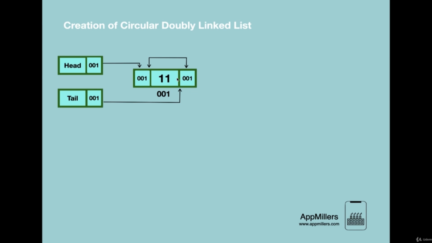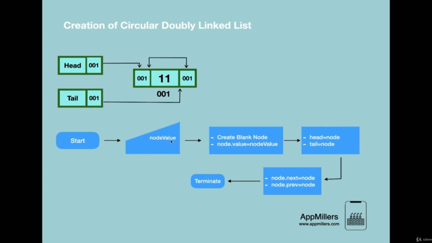Now let's see what the algorithm of creation of circular double linked list looks like. So the algorithm starts with taking a node value, then it creates a blank node and assigns this value, which comes from the parameter, to this node's value. Then the next step is we are creating a link between head and this node. So by setting head to this node, we are creating a link between head and this node. Then, as we know, this is the only node in our circular double linked list. So here, tail has reference to this node also. So here we set tail to this node.